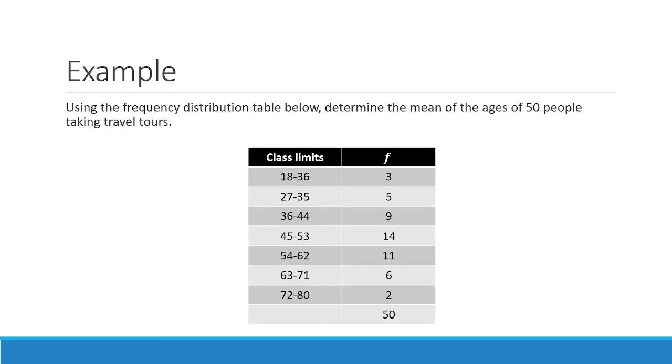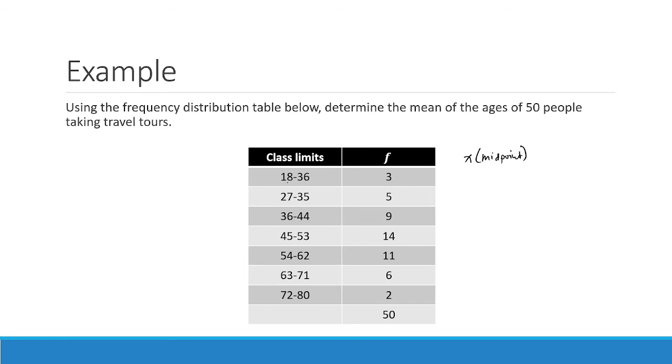So in that, I have here an example. I forgot to move it to the left, but in any case. So for this frequency distribution, we have here our class limits, and we need to determine the mean of ages of 50 people taking travel tours. So first we need to get the midpoint. This is midpoint.